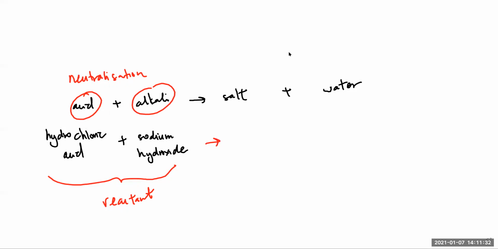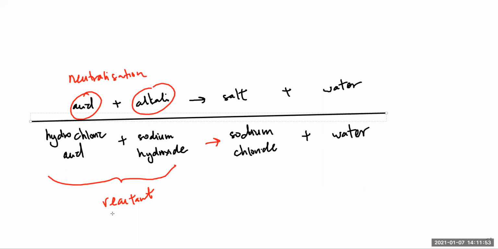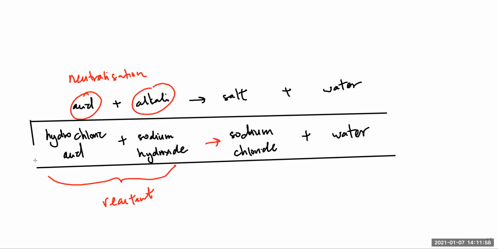The salt that is produced is called sodium chloride. And water is just written as water. Therefore, this is known as our word equation for the neutralization between hydrochloric acid and sodium hydroxide. If I were to use a different acid, I would just have to change the name of the acid.